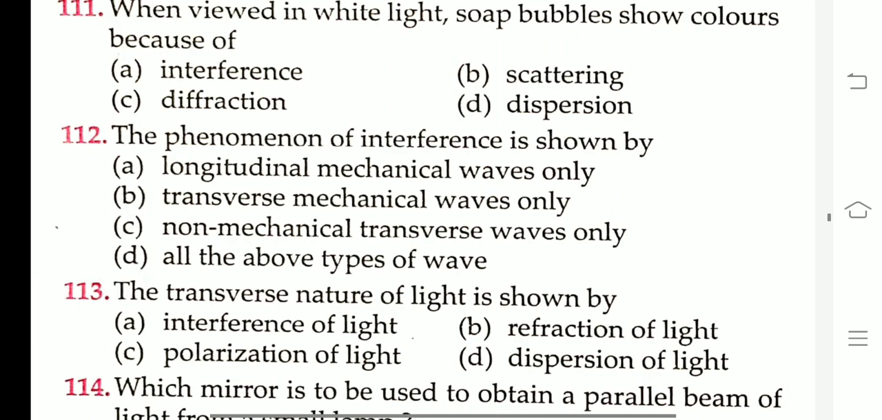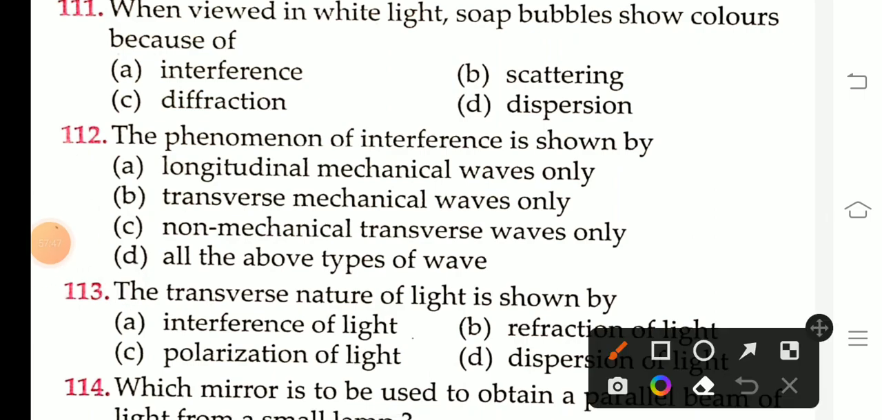Next, when viewed in white light, soap bubbles show colors because of. Right answer option A. Interference.